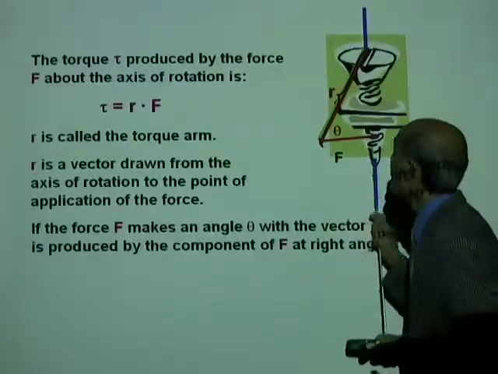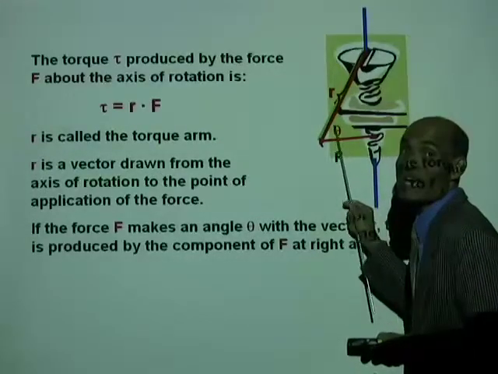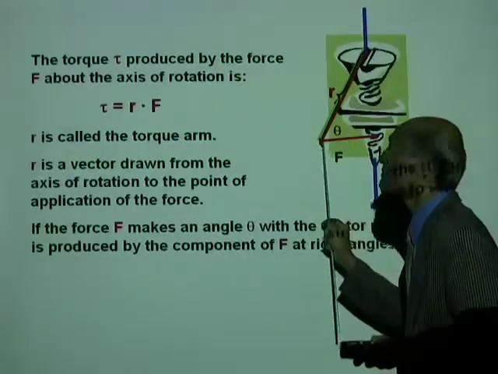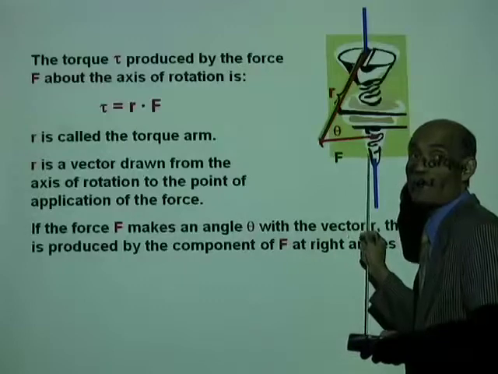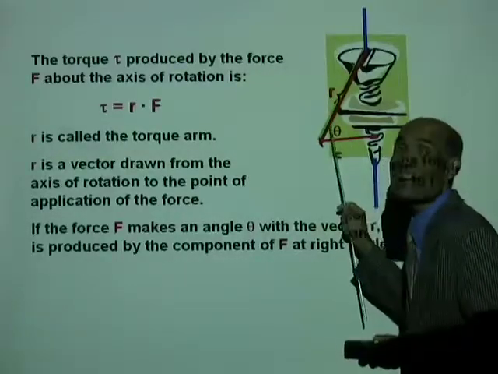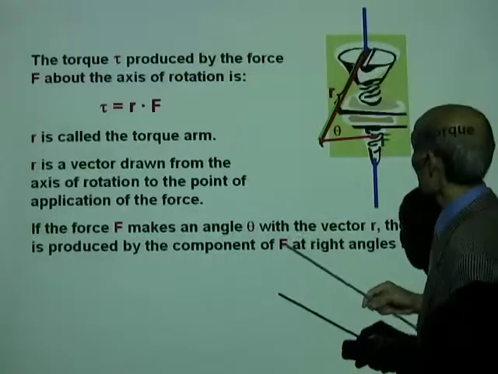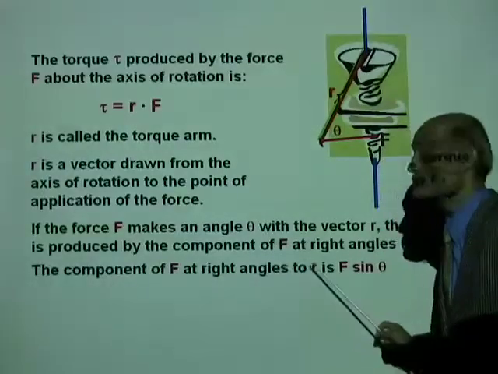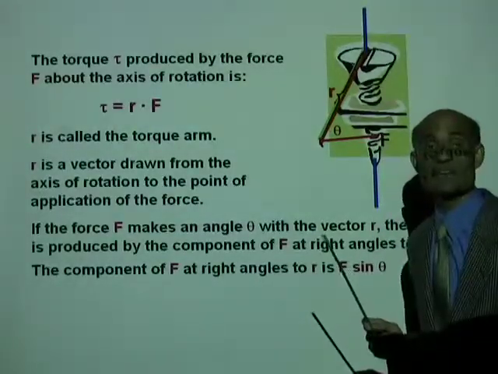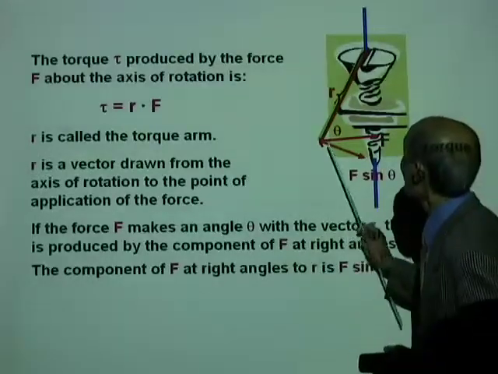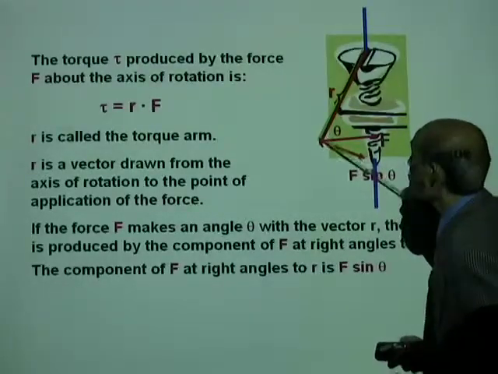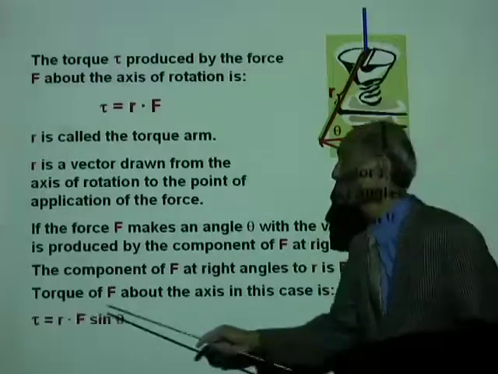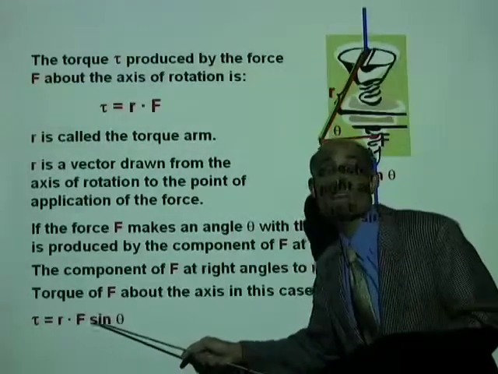Tell me, if the force vector makes an angle theta with the torque arm vector, what is the component of this F at right angles to that torque arm? It will be F sine theta. I hope you understand that. Yes. Now the component of this force at right angles to r is F sine theta. That's right. That means the torque is now produced by this component of the force. So what is the torque now? The torque now is r times F sine theta.